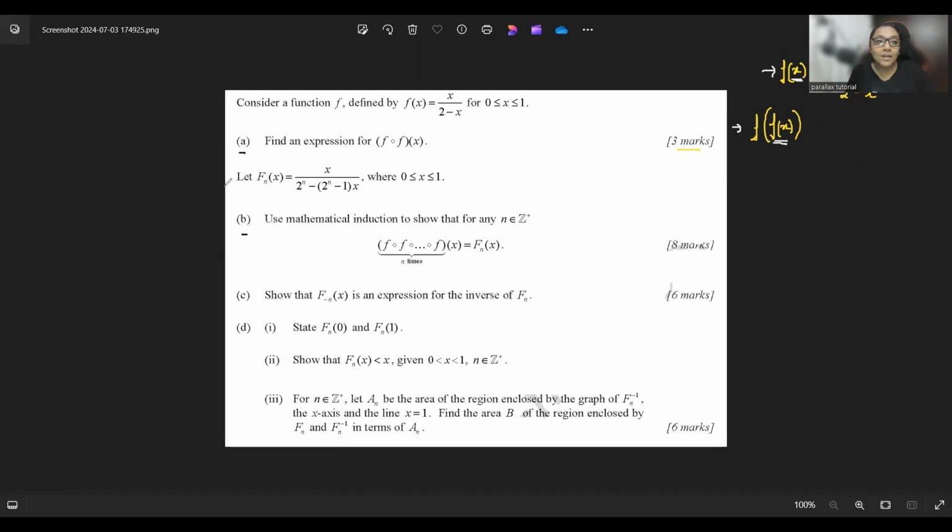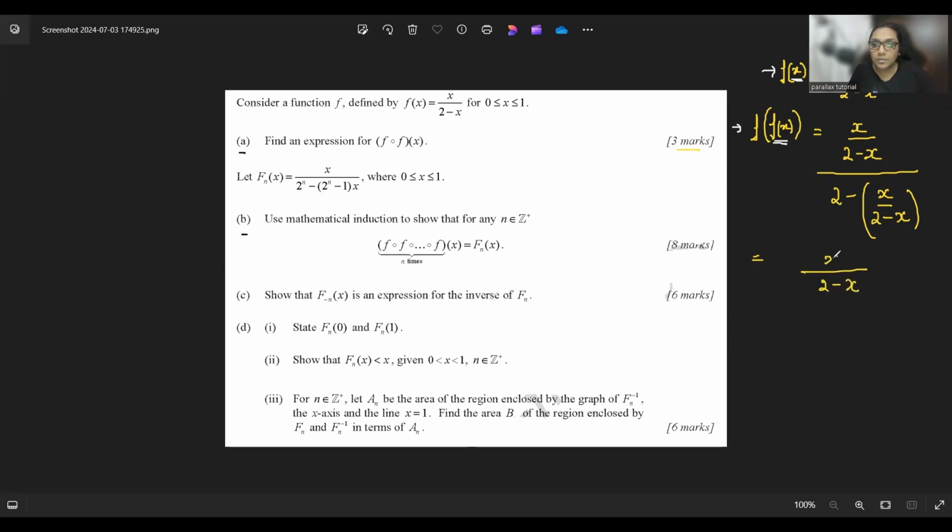Okay, let's begin. The original function was x by 2 minus x, but in place of x, now we will put the whole thing. So it's x by 2 minus x upon, in place of x, we put 2 minus, and in place of x, again x by 2 minus x. That's what we do. Now, this is paper 1, which means you are not allowed a calculator, obviously.